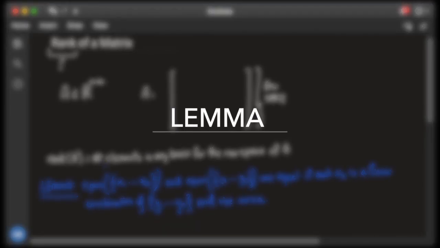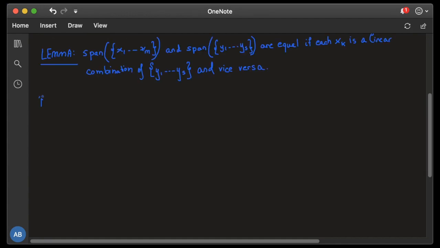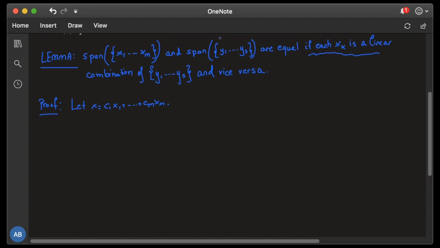So the lemma says that given two spans formed by vectors x1 down to xm and y1 down to ys, we say that two spans are equal if each xk could be written as a linear combination of the y's and each yk could be written as a linear combination of the x's. Now we can prove this easily by letting x be a linear combination of the x's, that is c1 x1 down to cm xm. We assume that the xk's are a linear combination of the y's and vice versa.